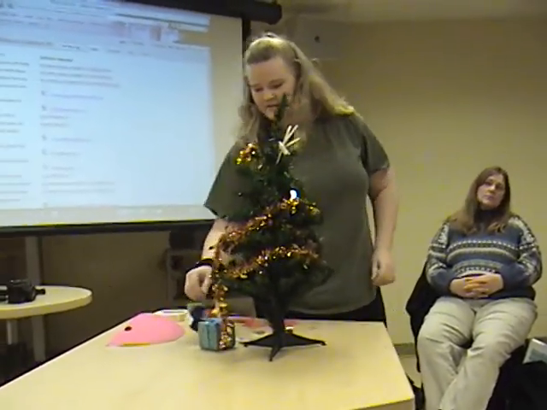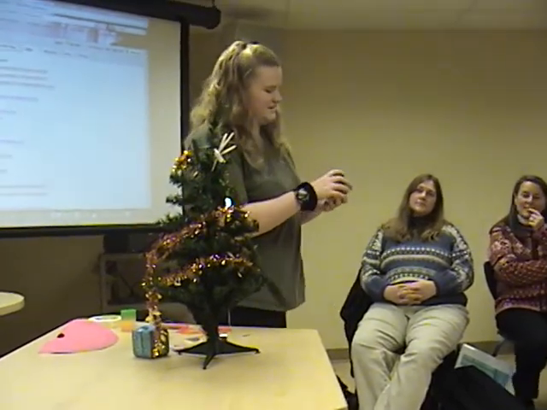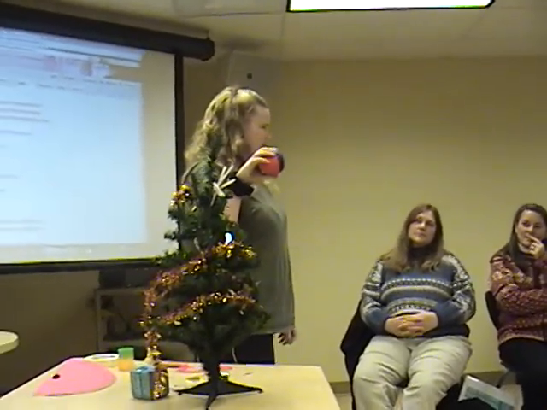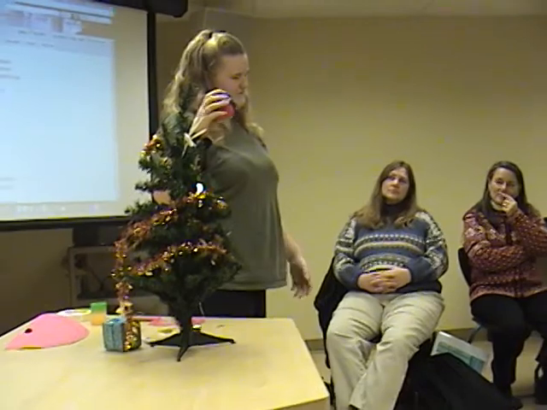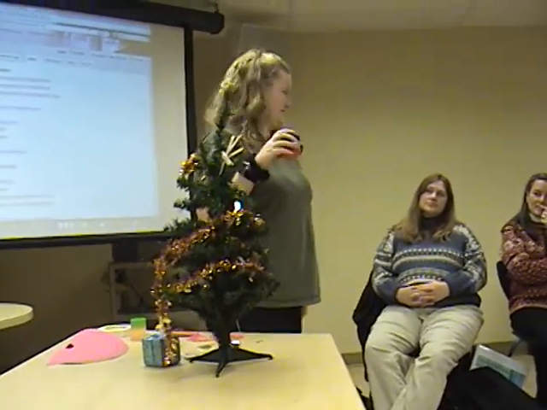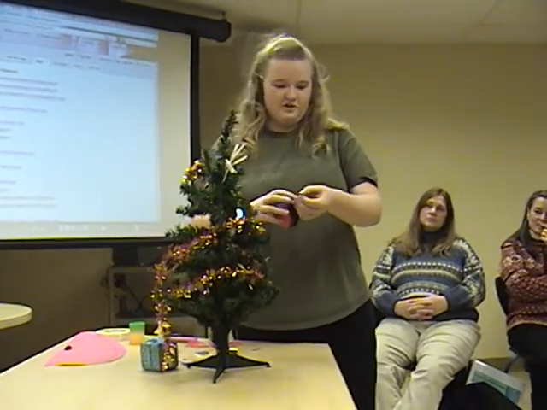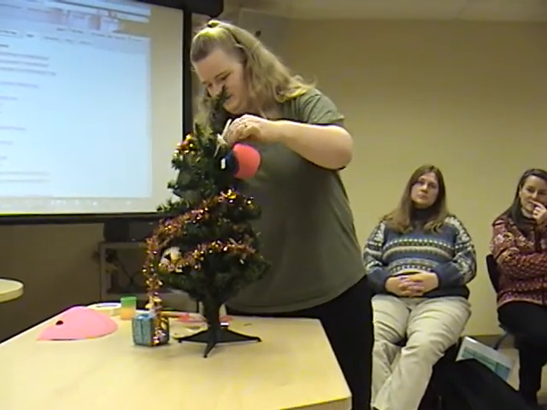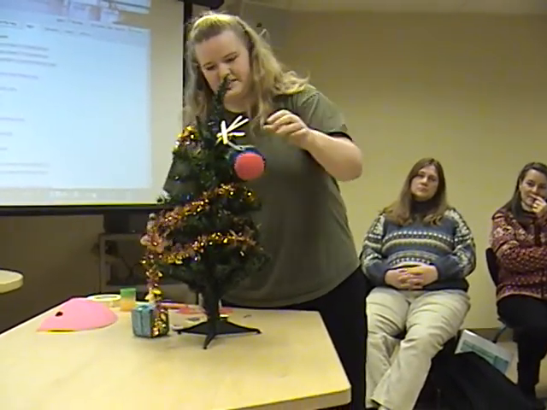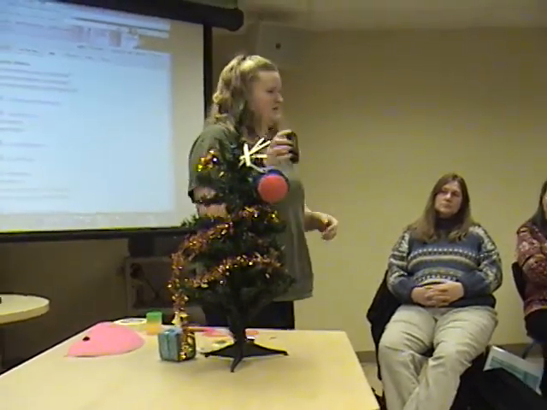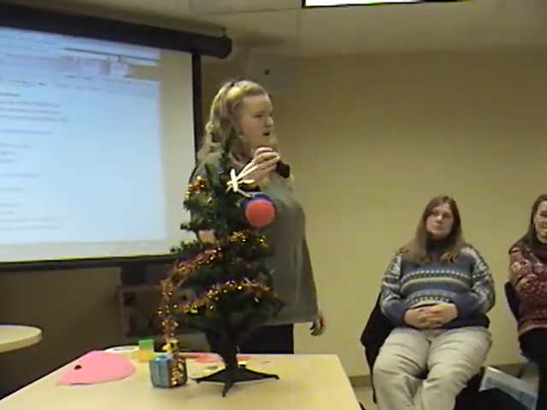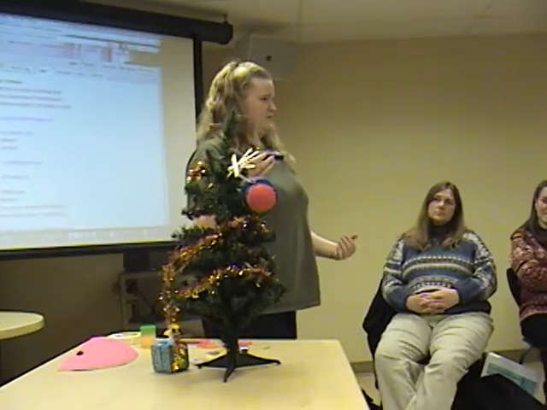So this is a ball. It represents getting to know your students, but also the MLR or the multiple intelligences, different things that students like and dislike, what they're good at, what they're not good at, knowing your class. This represents using technology to engage your students and being on their level.